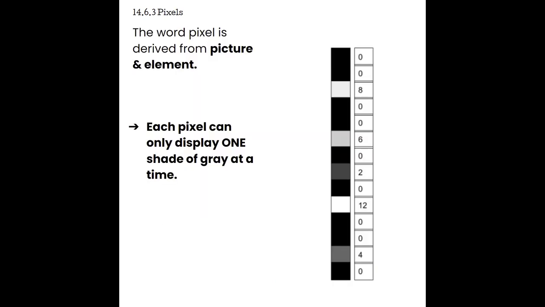The scan converter memory looks like a checkerboard, and each square of that checkerboard is a pixel. So the word pixel is derived from picture and element. That's where we get pixel from. And each pixel can hold information. So for our purposes, these pixels are going to hold the information about our ultrasound image.